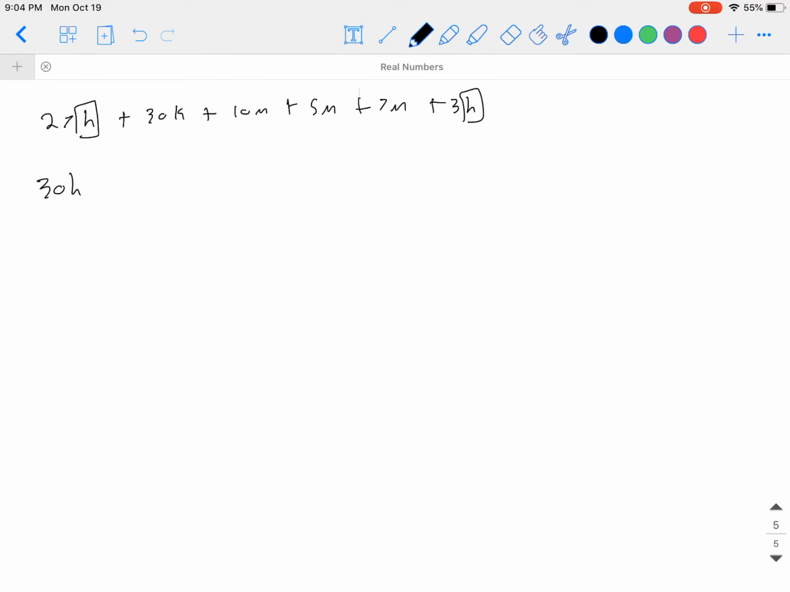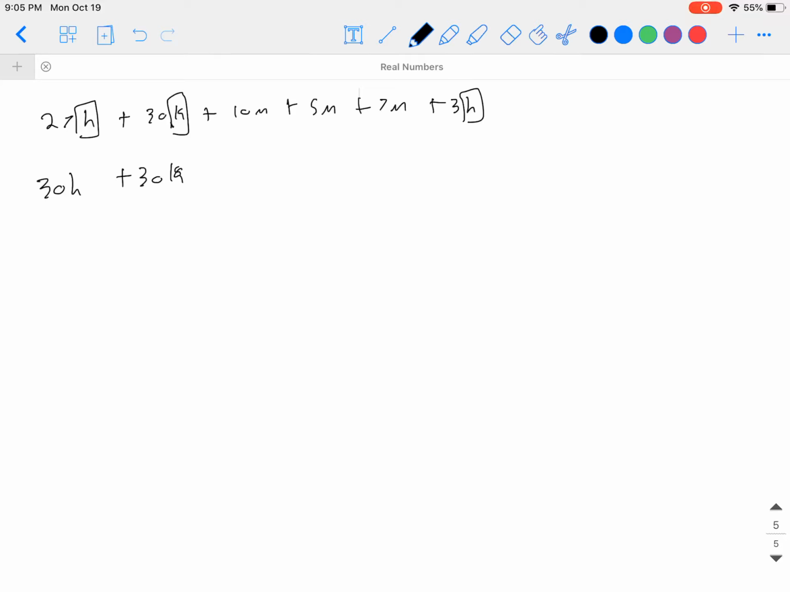Next, if we move on to k, we see we have a 30k here with a variable of k with an exponent of 1. And we see we have no other k's in the expression, so that means we cannot combine the 30k with anything. So that just simplifies down again to 30k.